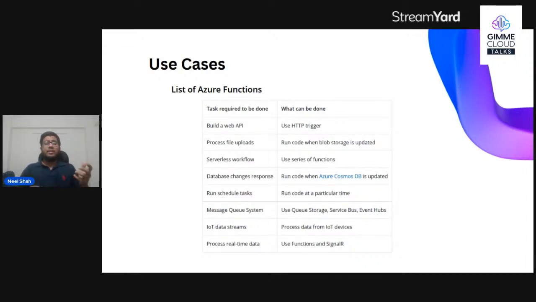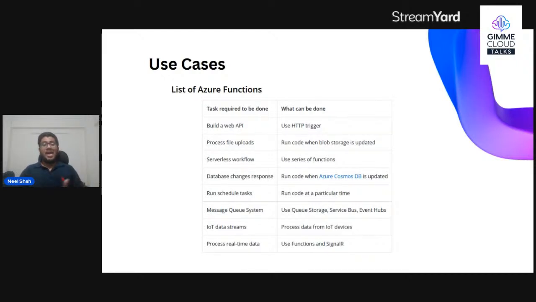Next is serverless workflow. You use many functions recurrently. If A is called, then only trigger B. If B is called, then only trigger C. This is the way the functions can be triggered, and it can be optimized in some manner. Next, if something is changed in the database, a database change response, then you can trigger a function for Cosmos DB. Next, for message queue systems, you have Service Bus, Event Hub, and Queue Storage in Azure. You can trigger those directly.